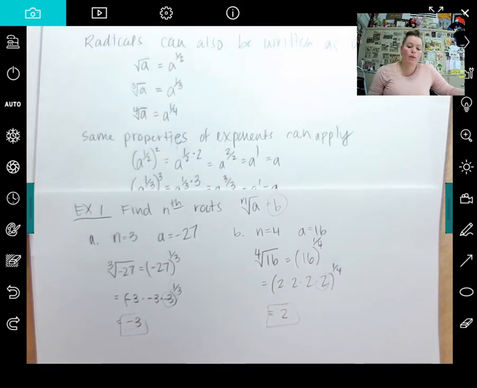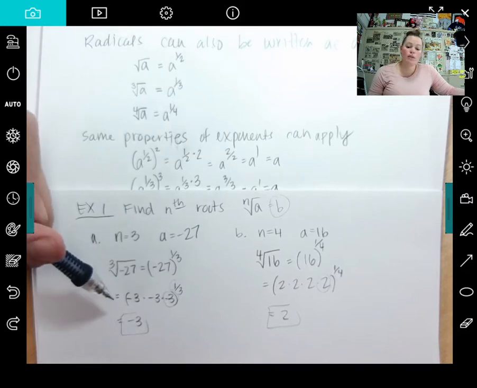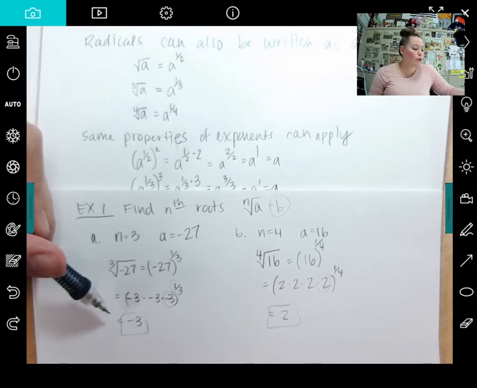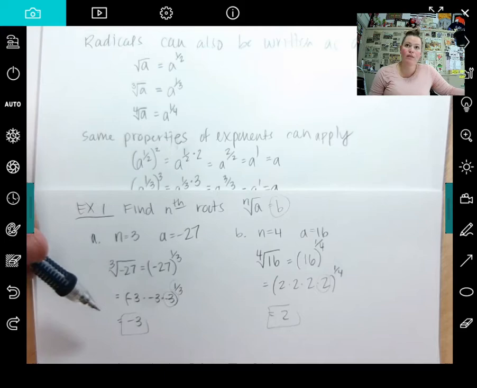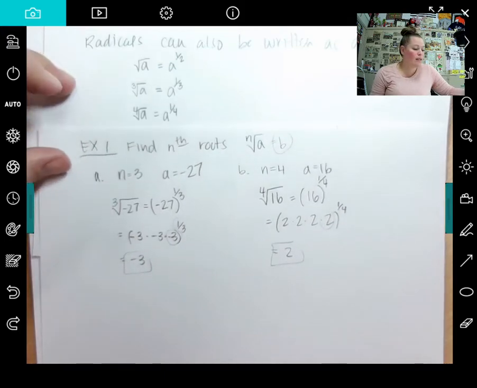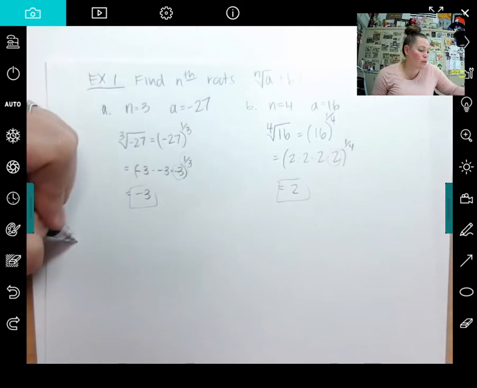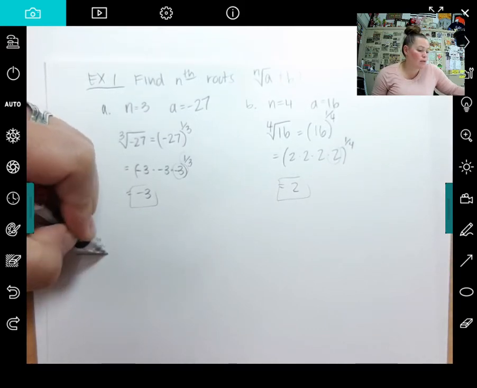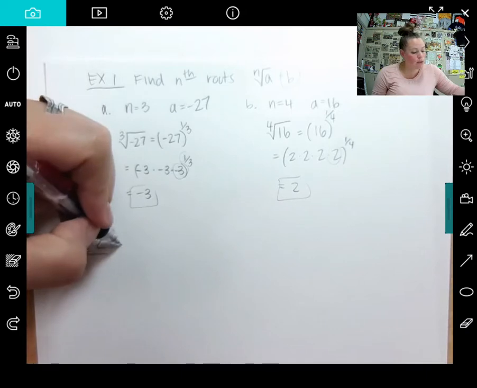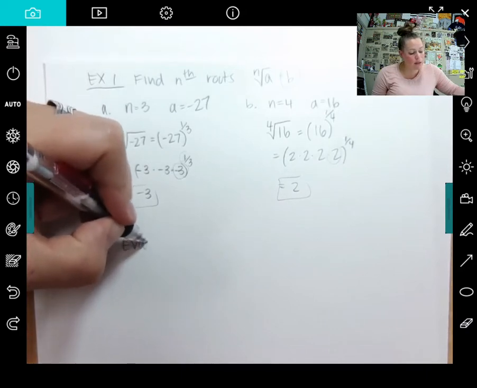There are some problems that follow this example in the book. It's problems 1 and 2. Those are part of your homework, so I will give you those later. The next example that I want to talk about with you is example 2 in your book. Example 2 says to evaluate the following.